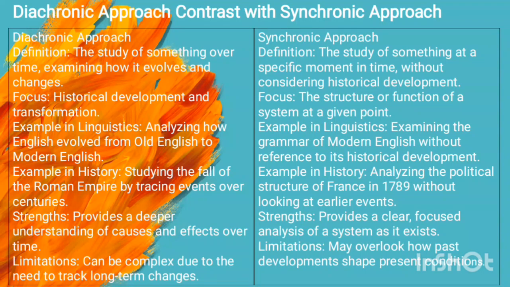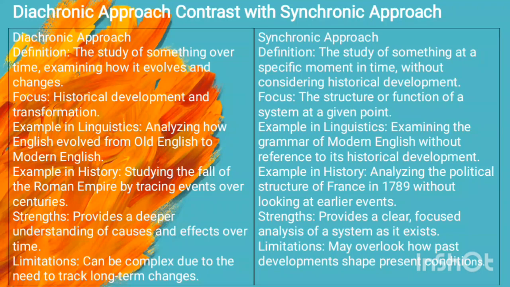Next one, examples based in history. In the diachronic approach, studying the decline of the Roman Empire over centuries. But in the synchronic method, studying France's political systems in 1789 without looking at earlier events. Next one, strength. The strength of the diachronic approach is that it provides insight into causes and effects of change. But in the synchronic approach, the strength is that it offers a clear and focused analysis.